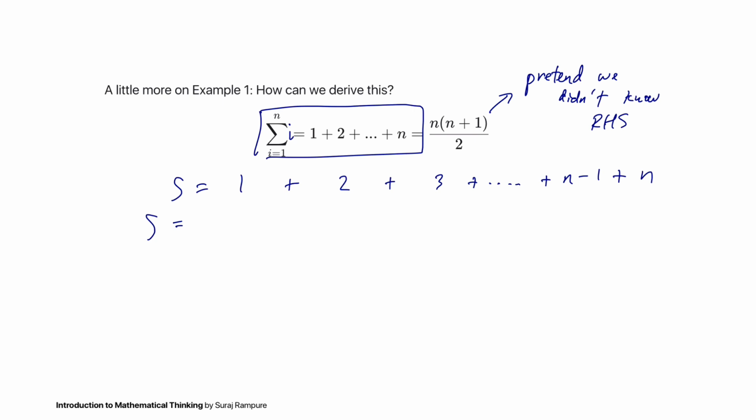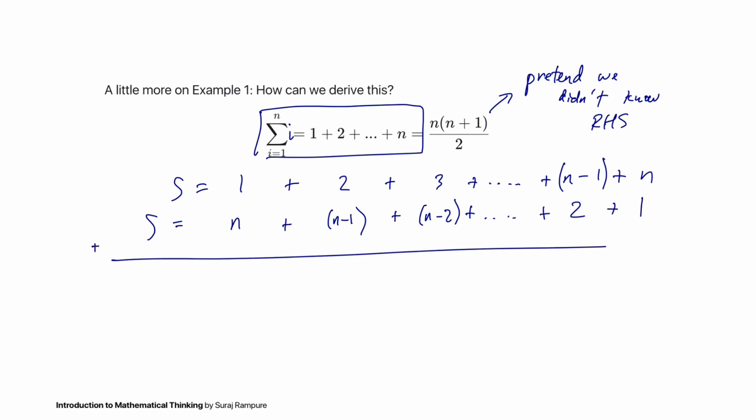So watch what I'm about to do. Instead of writing them as 1 plus 2 plus 3 all the way until plus n, let me reverse them. So let me write it as n plus n minus 1 plus n minus 2 plus all the way down to 2 plus 1. Okay? So you have 2 expressions for s. Both are identical.